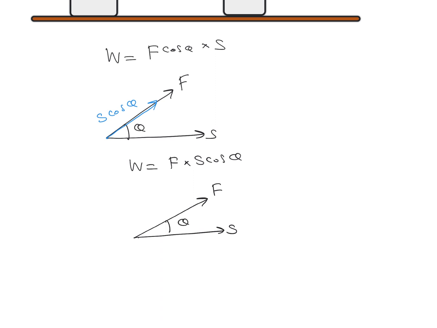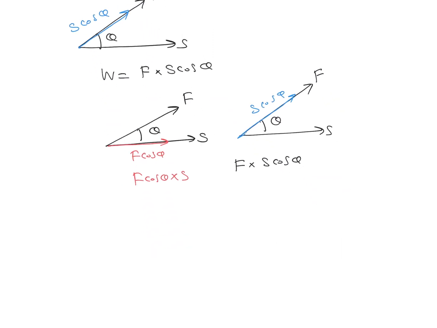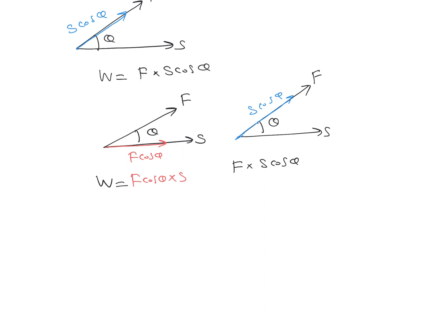That means you can write it as displacement into the component of force along the direction of displacement, which is F cos theta into S. Or you can write it as the product of force into the component of displacement along the direction of force, that is S cos theta. So the work done is F into S cos theta. Overall the magnitude remains the same, equal to F S cos theta. So we'll use this general equation.